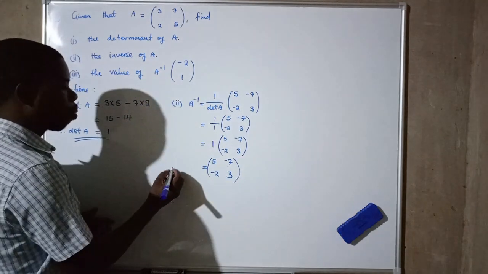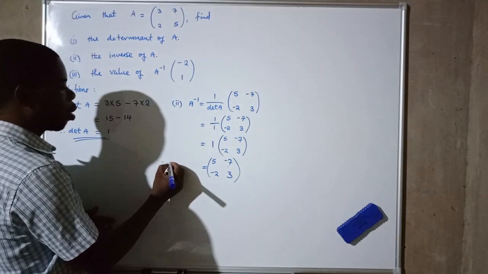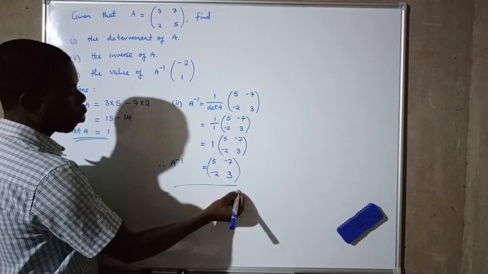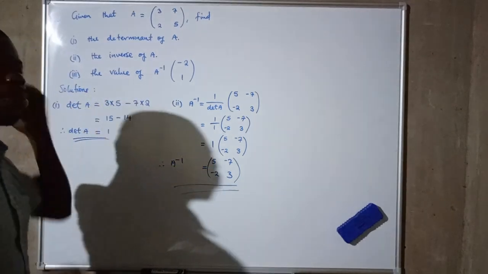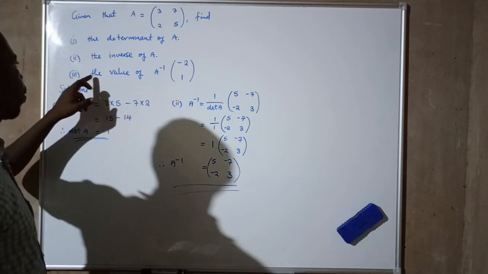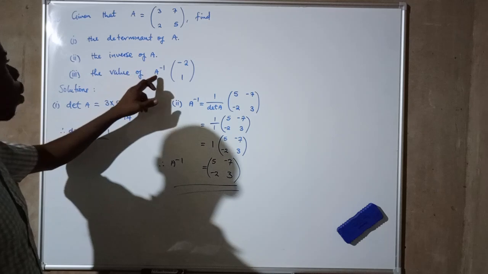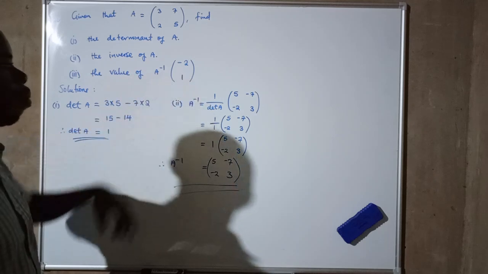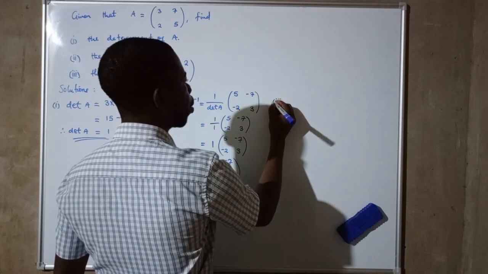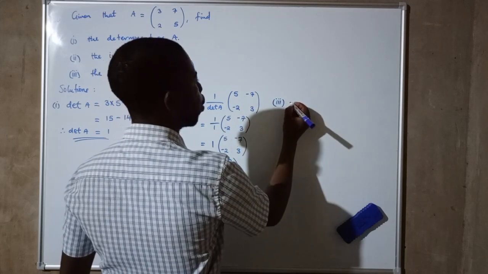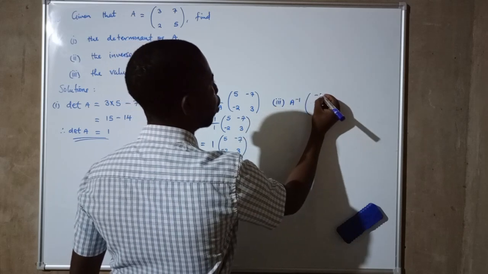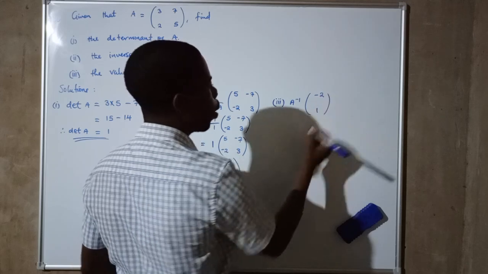So say therefore, the inverse of matrix 1 is this answer here. So simple, guys. Then we go to 3, the value of inverse multiplied by that. So 3, they're saying we find the value, meaning if we get the inverse of A, we multiply it by negative 2, 1, we should find the value.